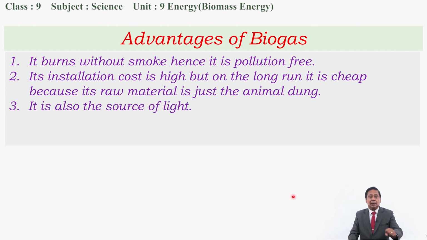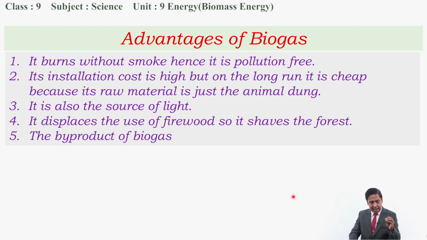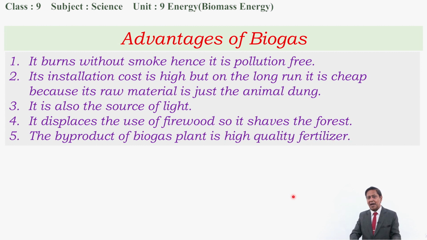Okay, next, it is also a source of light. When it is burned, light is also produced. That's why it can be used as a source of light. It displaces the use of firewood, so it saves the forest. And the byproduct of the biogas plant is high quality fertilizer. These are the advantages of biogas.